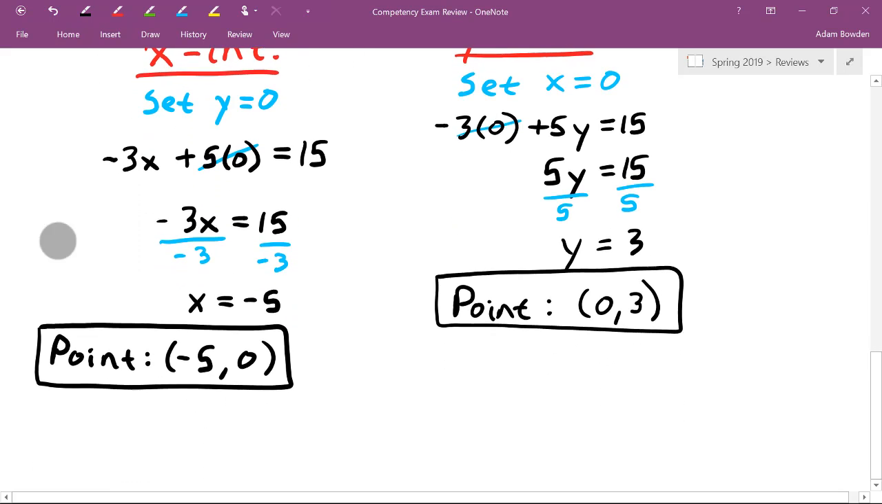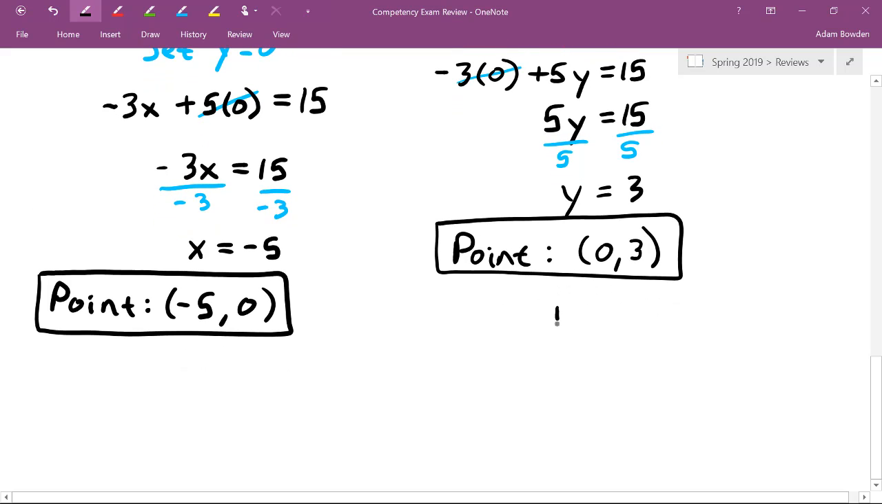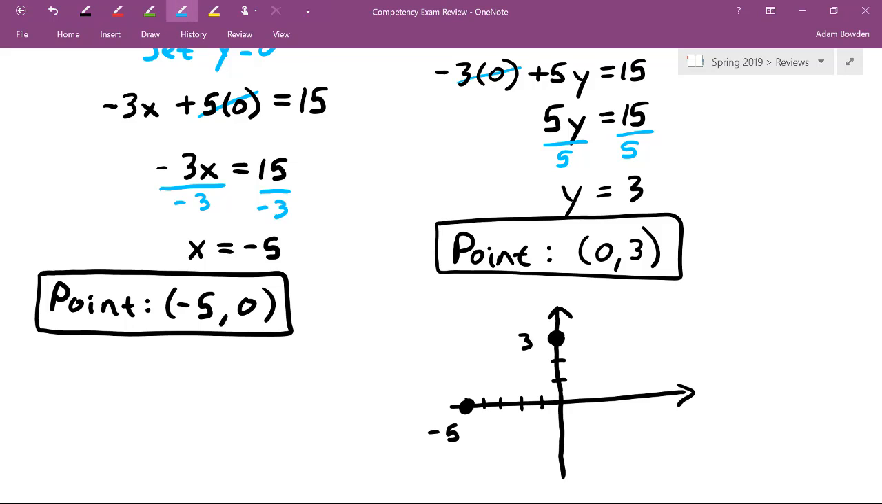And now what we'll do is we'll use these 2 points in order to draw the graph of the equation. So our y-intercept goes here, where it crosses the y-axis, and our x-intercept goes here, where it crosses the x-axis. And the graph of the equation will just be a line going straight through those 2 points.